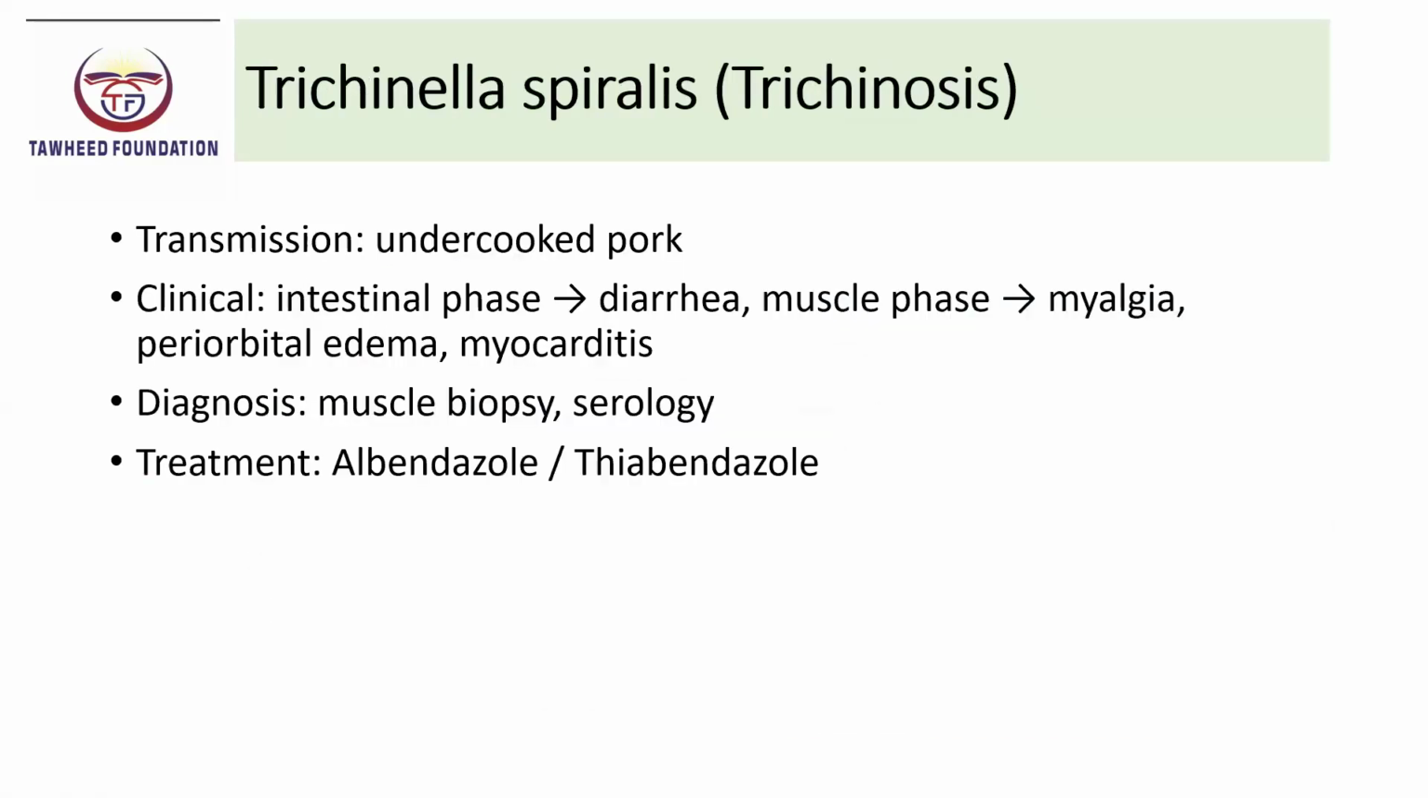Next is Trichinella spiralis, which causes trichinosis. Transmission is through undercooked pork meat, especially. Clinically, in the intestinal phase, it will cause diarrhea, muscle spasm, myalgia, periorbital edema, and myocarditis. Diagnosis is through muscle biopsy, which is given for biopsy examination. Serological tests are also used. Treatment is albendazole and thiabendazole.